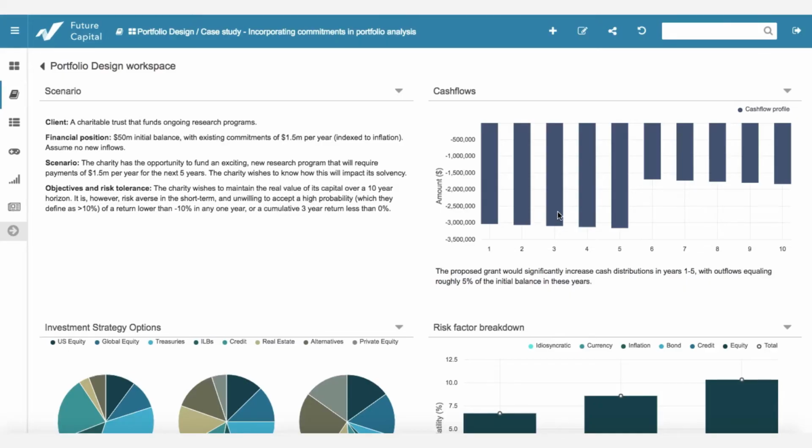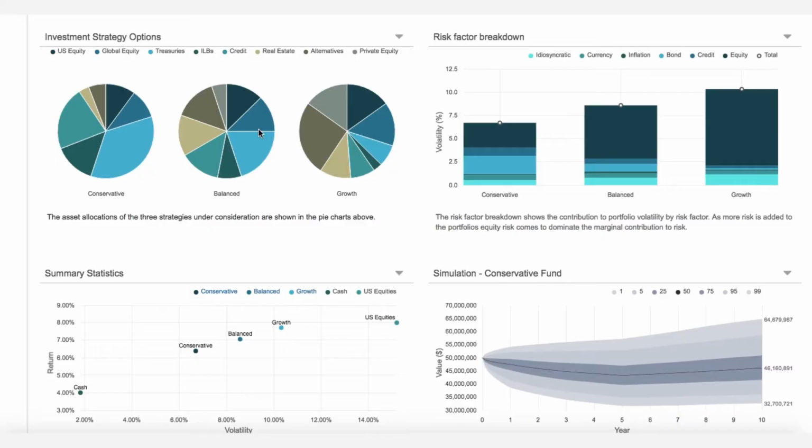Here we can see a snapshot in the cash flows chart of how these outflows will now increase over the next 5 years, decreasing after the additional commitment for the new research opportunity. Moving down to the investment strategy options charts, we can see 3 different allocation strategies that this charity's investment team is looking at to maintain the real value of their capital. And these are all broken out by their own internal asset classes.